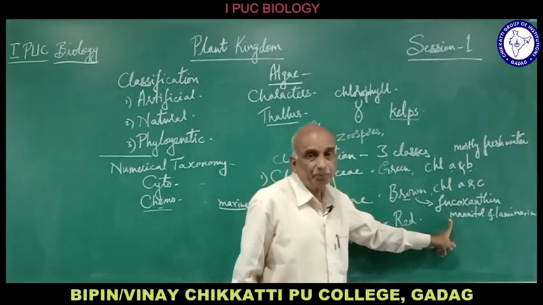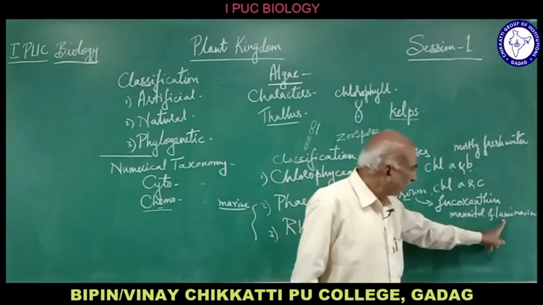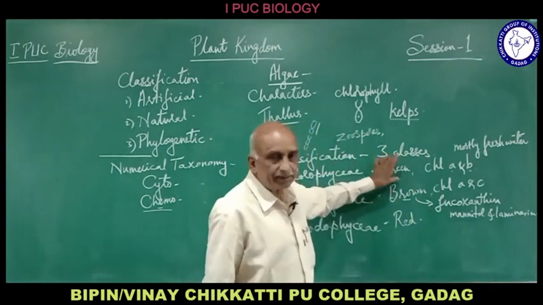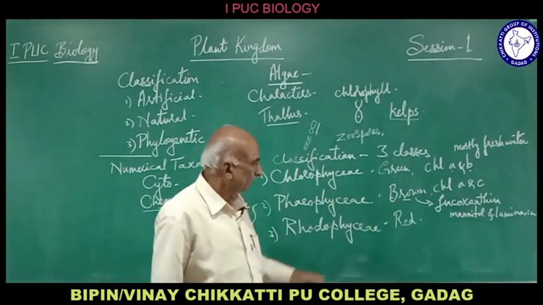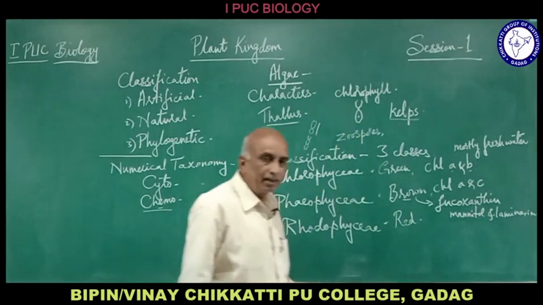The reserved product, stored product in the cells is mannitol and laminarin, which is a type of carbohydrate. Here starch is the common storage product, but here it is different, another type of polysaccharide, mannitol and laminarin.